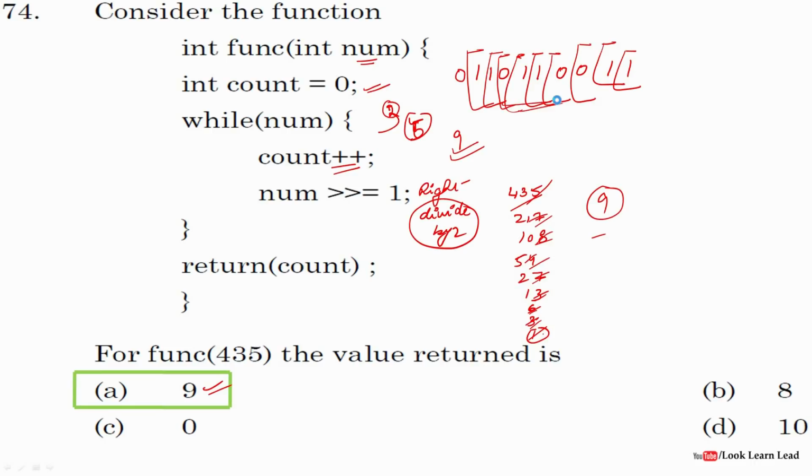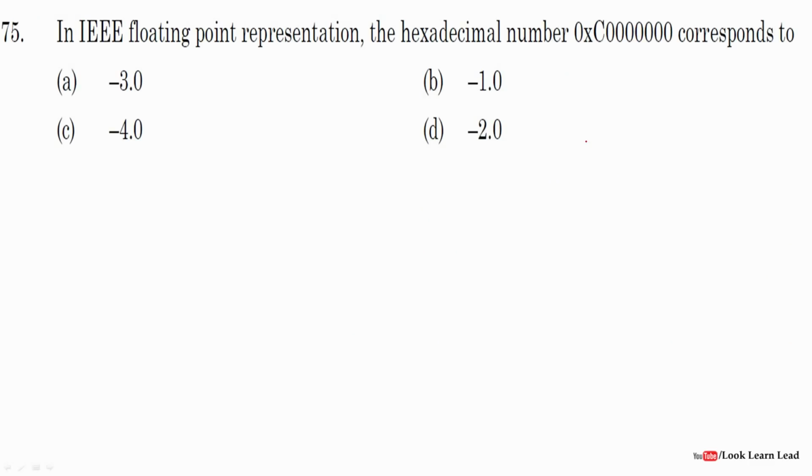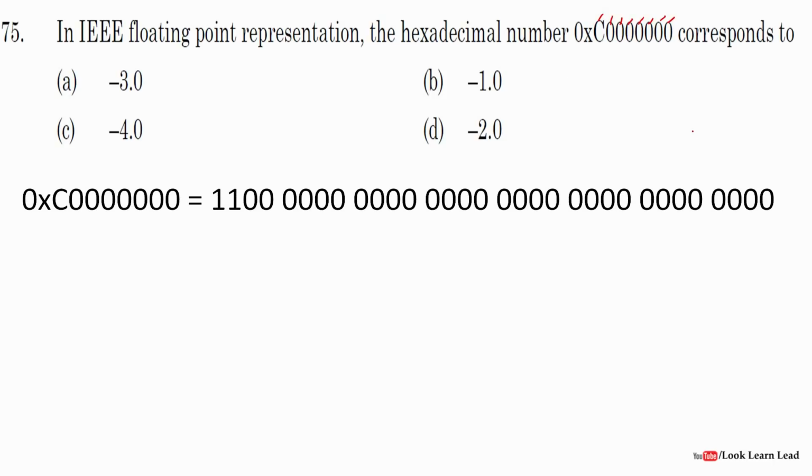Okay, next question. In IEEE floating point representation, the hexadecimal number corresponds to what? Okay, so first we would be converting. This is a hexadecimal number, so every digit would be a 4 bit number. So it would be written like this. This is 0, this is 0, this is 0, this is 0, this is 0, this is 0, and this is C.